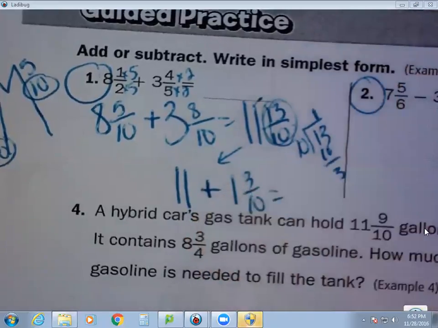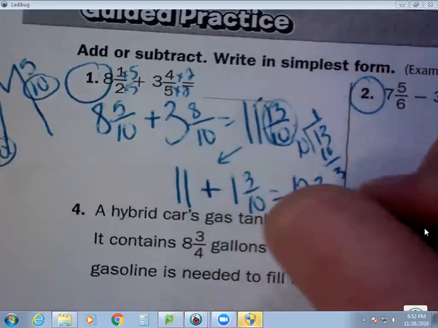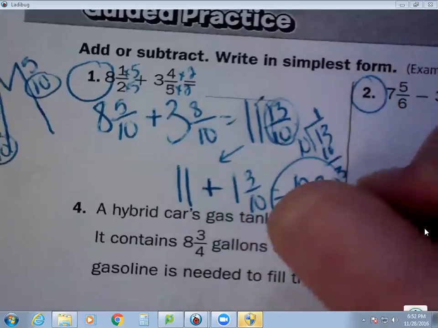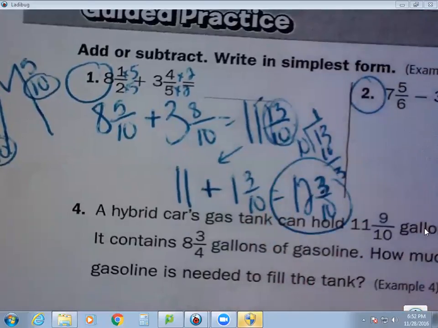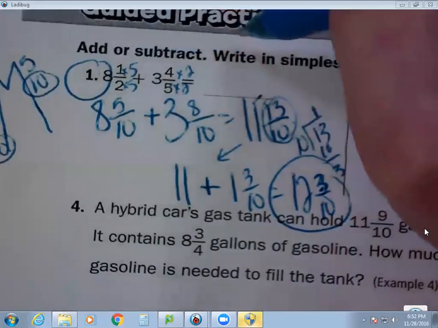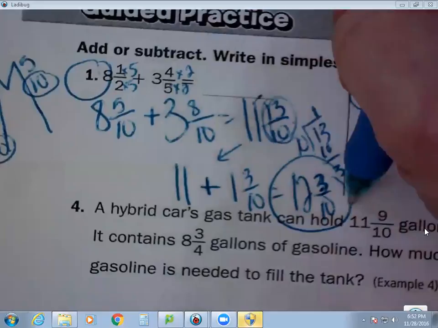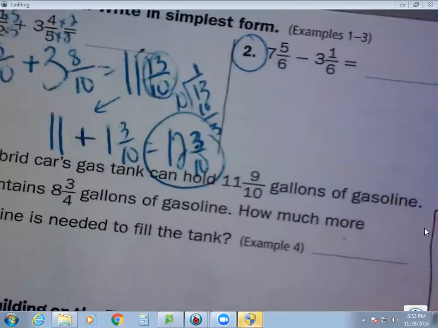And now I can add those together. 11 plus 1 is 12 and 3/10. And 3 is prime. It doesn't go into 10, so I know that 12 and 3/10 is the answer there. You can do this by changing these into improper fractions and then changing them to tenths. You will get the same answer if you reduce properly at the end. It just depends on what kind of work you want to do and what makes your brain happy.